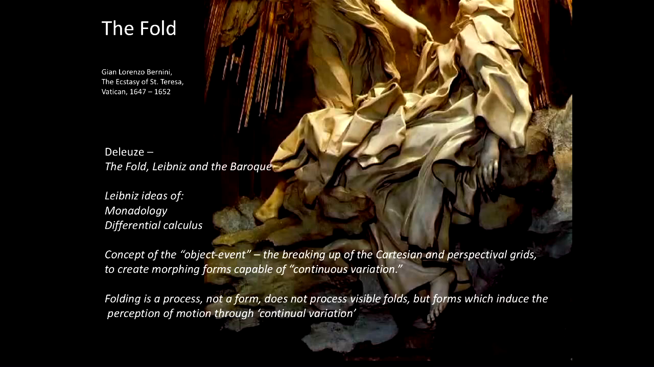We've talked about the Cartesian grid, right? X, Y, and Z, coming from René Descartes. It's an Enlightenment invention. But now architects are interested when Deleuze is saying there's a breaking up of this Cartesian grid, also the perspectival grid, this kind of even, one vanishing point. And instead, it's about creating and morphing these grids into this idea of continuous variation.